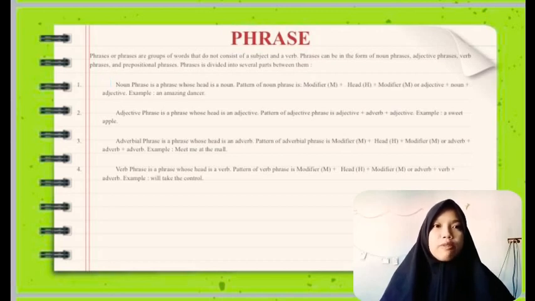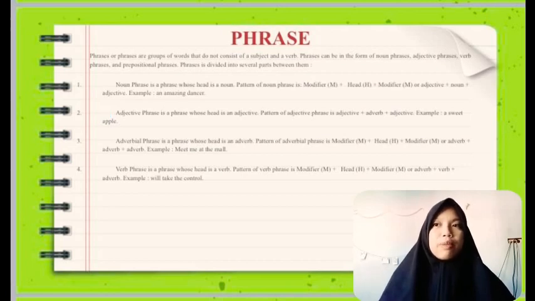2. Adjective phrase is a phrase whose head is an adjective. Jadi, adjective phrase adalah sekumpulan kata yang bertindak seperti adjektif atau kata sifat dari sebuah kalimat penuh. Pattern of adjective phrase is adjective plus verb plus adjective. For example, a sweet apple.